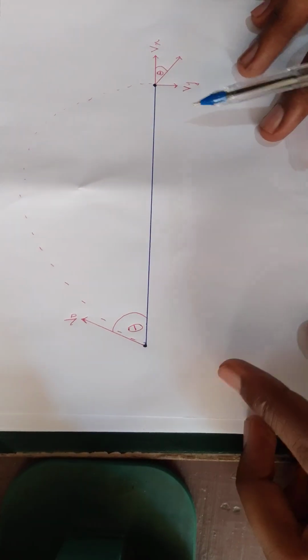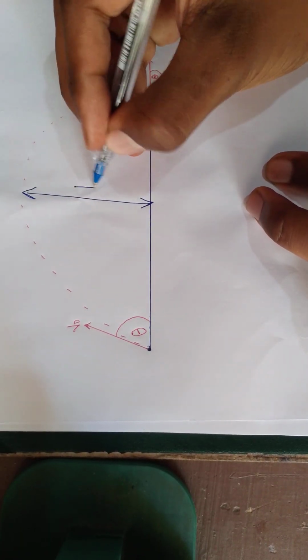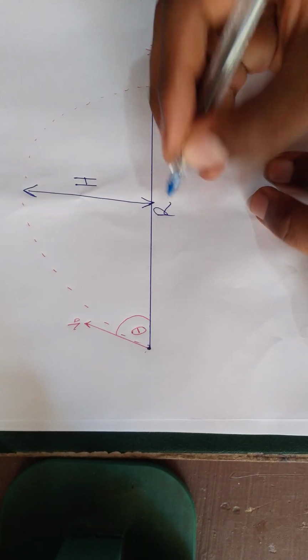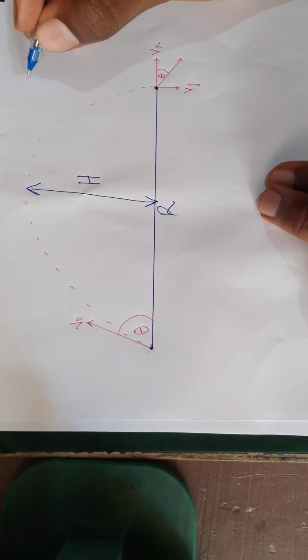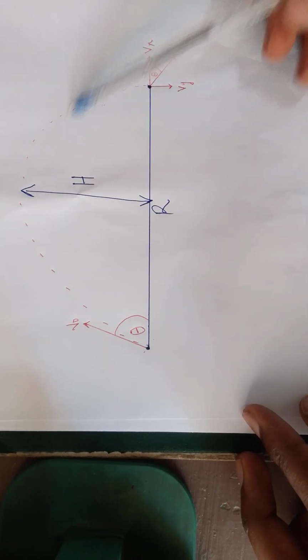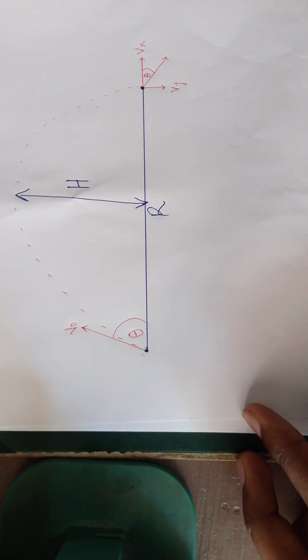Under this sketch, the things that they'll ask you to find: number one, they might ask you to find the maximum height of this projectile. They might ask you to find the horizontal range. They might also ask you to calculate the time of flight. For this type of setup, there are specific formulas that you need to know.